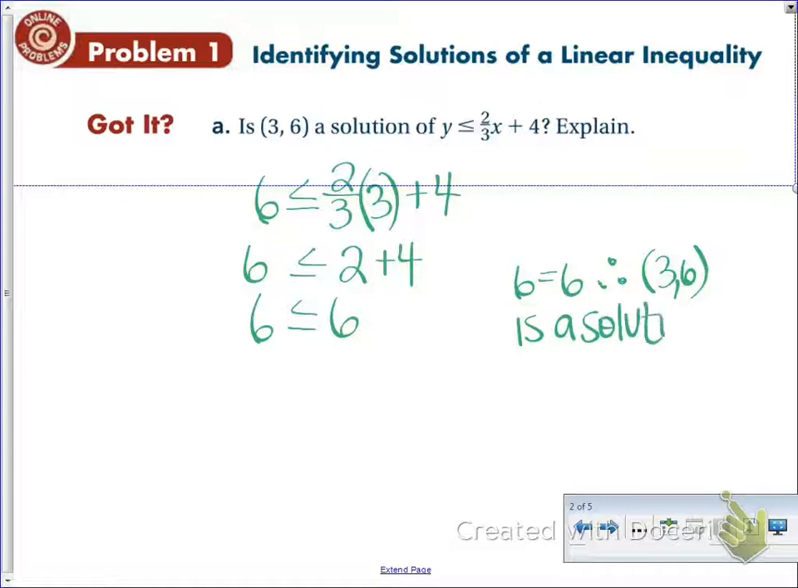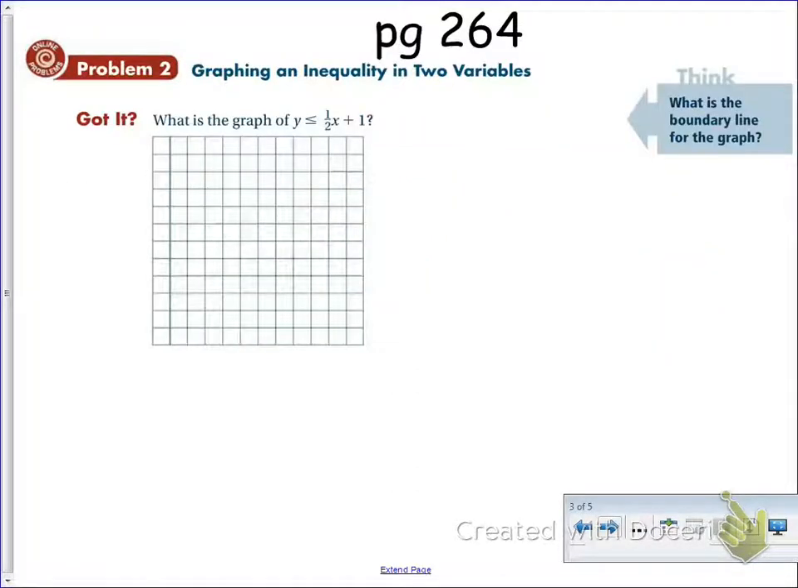Now make sure if you need more time to copy this down, you pause the video before you move on. Okay, now we need to turn to page 264 because we need to see how to graph an inequality in two variables. Now we already have our equation in slope-intercept form, even though it has an inequality instead of an equal sign. So we need to draw our axes on this. And so since our y-intercept is +1, we can draw our axes somewhere near the middle.